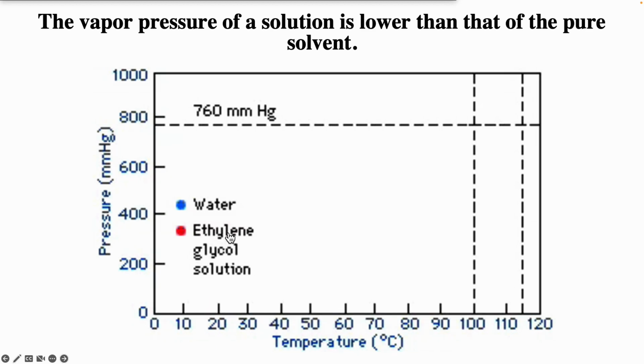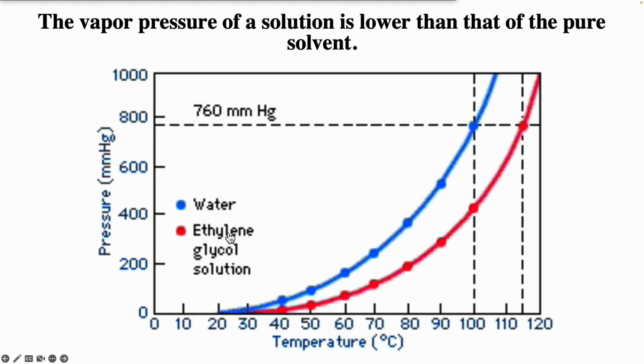At 30 degrees Celsius, pure water and a solution of ethylene glycol have nearly the same vapor pressure. As temperature increases, so do both vapor pressures. But when the vapor pressure of water reaches 1 atmosphere, ethylene glycol is at almost half that. Pure water boils at a significantly lower temperature than does the ethylene glycol solution.